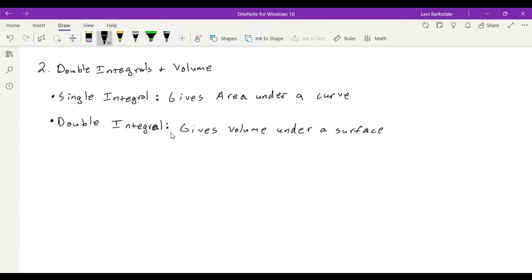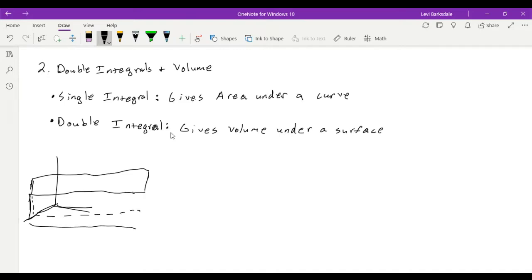So in 3 dimensions, you would have a graph. Let's see if I can draw this out. It would almost look like some kind of sheet or plane. The double integral would give you the volume under the shape on a specified region in the plane. So it would give you the volume of this weird looking, almost box-like shape. Something like that. And that is what a double integral does.